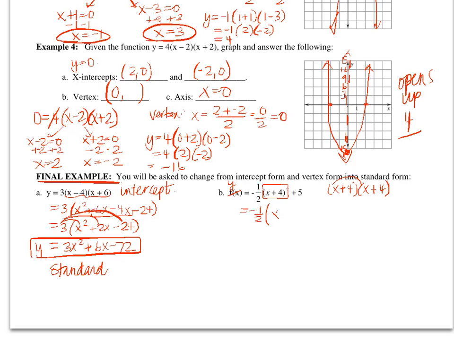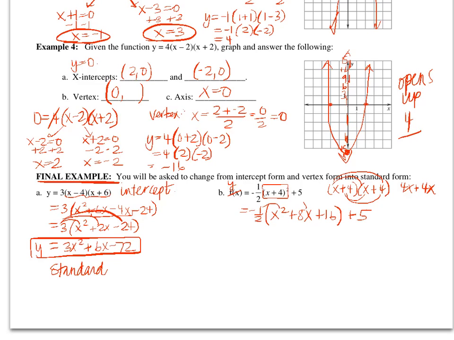x and x makes x squared. x times 4 is a 4x. 4 times x is another 4x, so I end up getting 8x. And 4 times 4 makes 16, and then I have this plus 5 at the end.